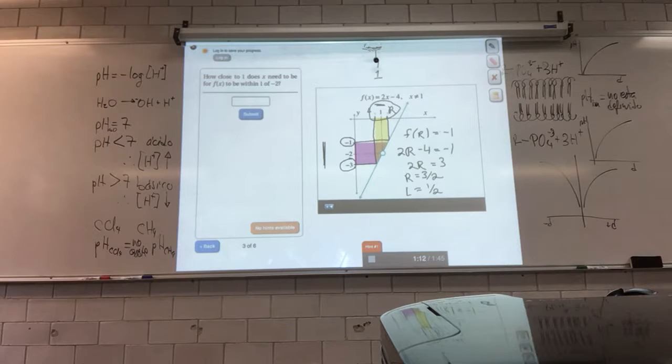If the center of this interval here is 1, and L is at 1 half, and R is at 3 halves over here, x has to be between them. So how close does x have to be to 1? Well, this distance here is 1 half, and the distance on the other side here is also 1 half. So x has to be within 1 half of 1 for the output to be in the purple region here.